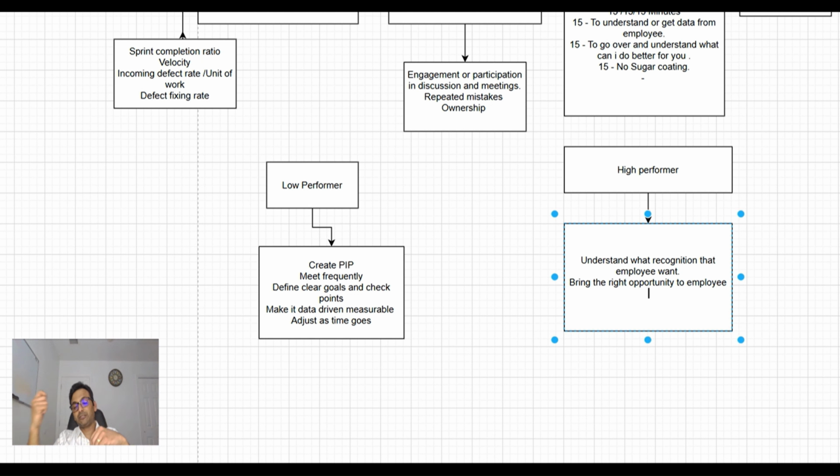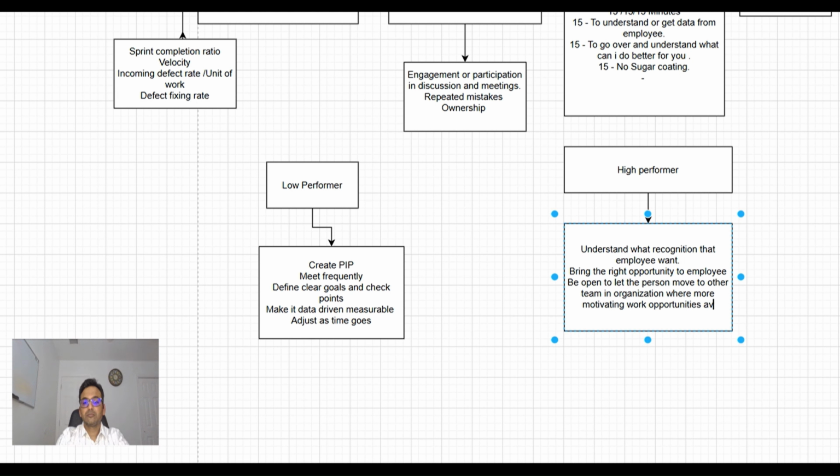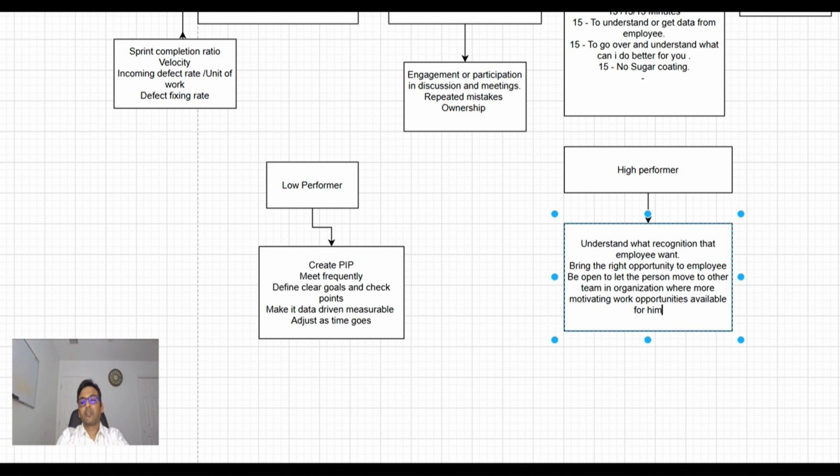For example, your team is working on a project, and for the last 3 years your project has been in a kind of run-the-business state. It does not have too many challenging things coming up. At the same time, another team has spun up some new technology work. So you need to make a decision here. Be open. Let the person move to the other team where more motivating work opportunities are available for him.